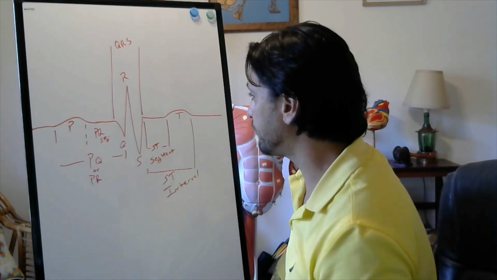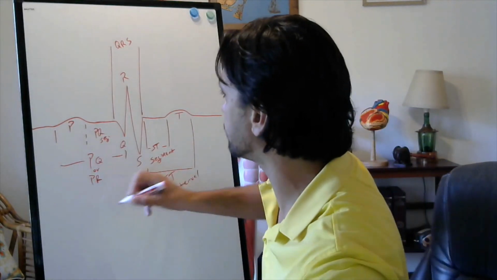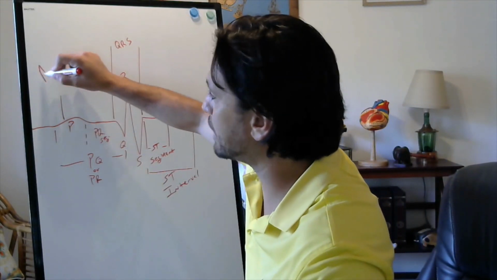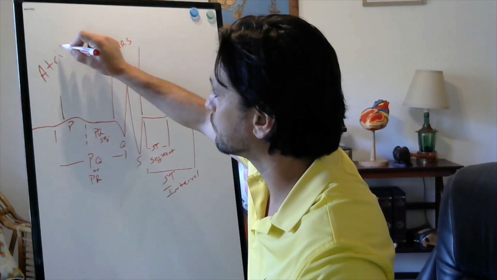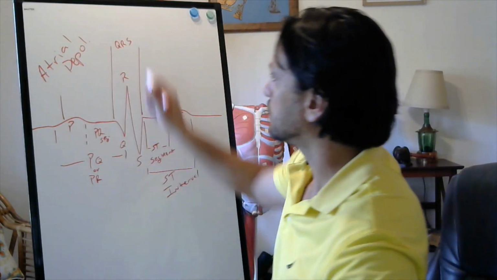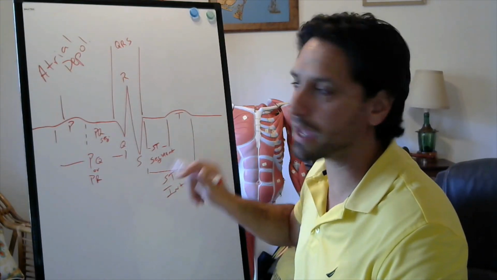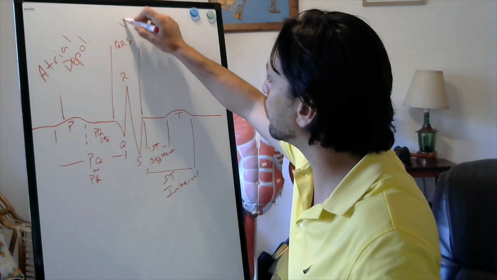All right. So first and foremost, the P wave. What is the P wave? Well, the P wave is atrial depolarization. The QRS, you notice that the magnitude is quite large. Well, that is ventricle depolarization.